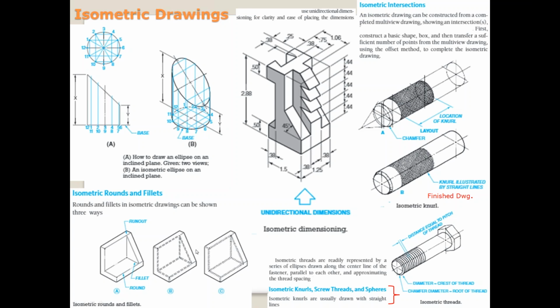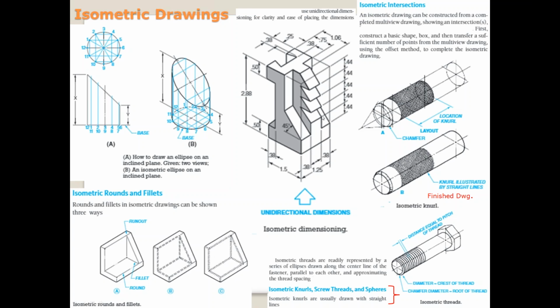To talk about isometric rounds and fillets: rounds and fillets in isometric drawings can be shown three ways. You can show way A, B, or C. This is your round out and your fillet, and this is your round. You can show it this way, which is to show the round and fillet in isometric drawing, or you can show it this method. Either this way or that way, they're both acceptable.